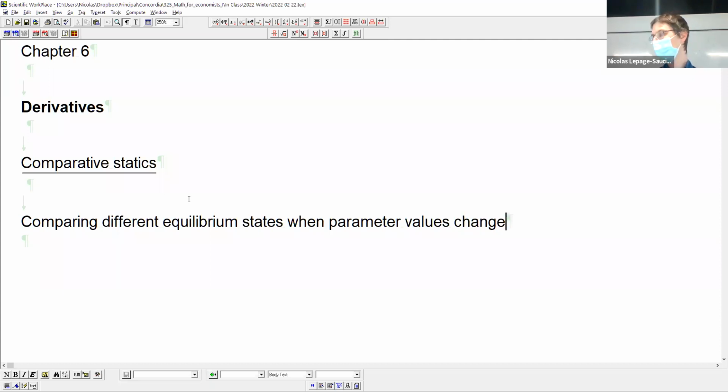What we want to look at is how the variables that interest us, say we care about output or production or prices, will change. So we ask ourselves, when this changes, how will these things change? Of course, it's fundamental to economics. For example.